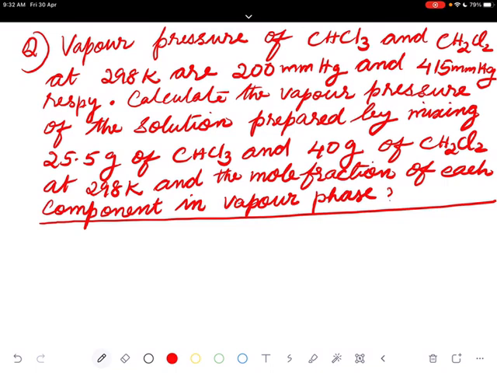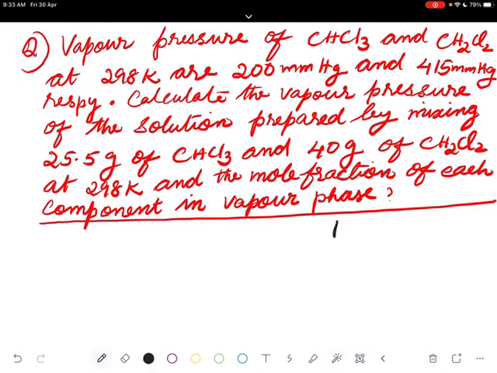Vapor pressure of CHCl3 is 200, CH2Cl2 is 415. Calculate the vapor pressure of the solution prepared by mixing. See, the question is to calculate the vapor pressure of the solution, that is P total, prepared by mixing so and so. Vapor pressure of the solution, that is P total, we have to find out. What is P total?